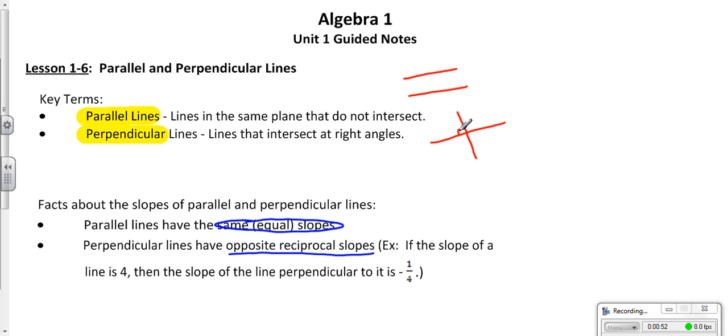That makes them special. So opposite reciprocal means the opposite sign. It does not imply negative, it just means opposite. And reciprocal means to flip the fraction. So here we have a slope of 4 over 1 if you consider it a fraction. Reciprocal would be 1/4, opposite would be negative. But note that if I gave you a slope of negative 3/4, the opposite reciprocal of that would be positive 4/3. Again, opposite does not imply negative. It just means opposite.